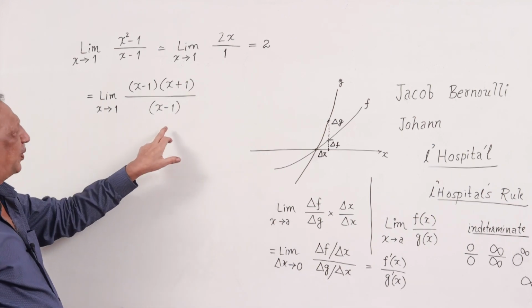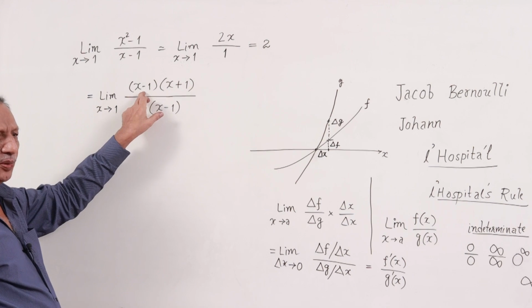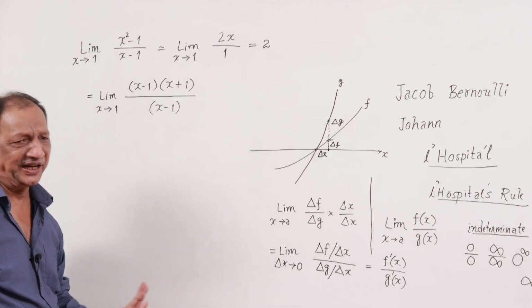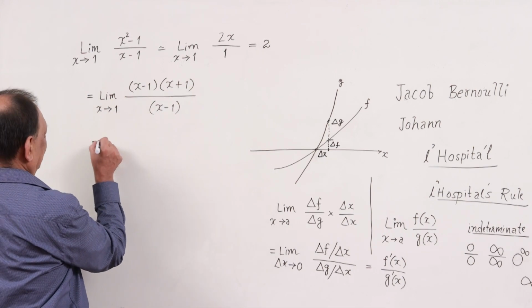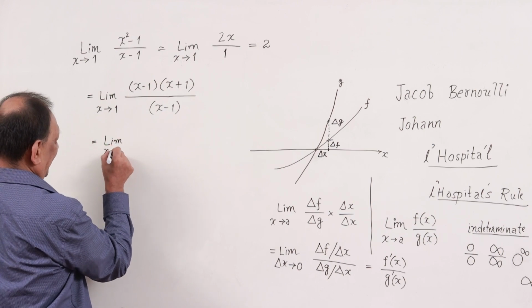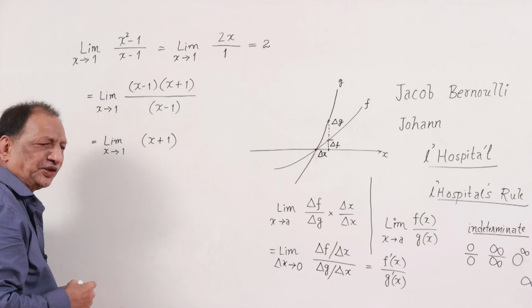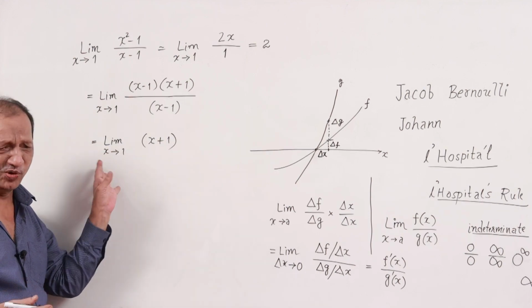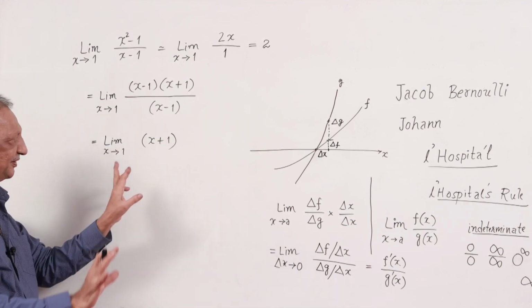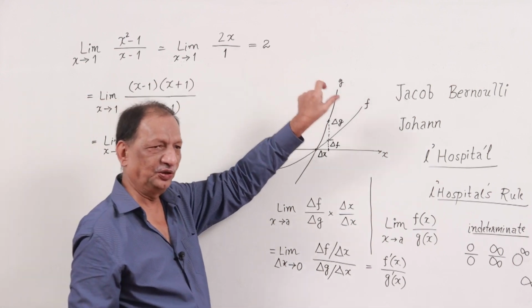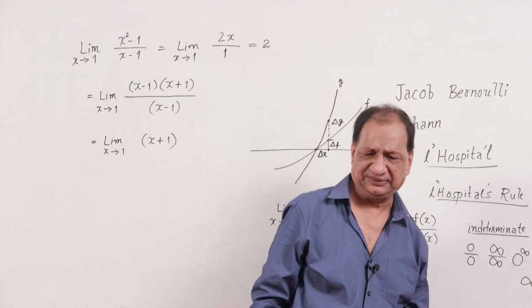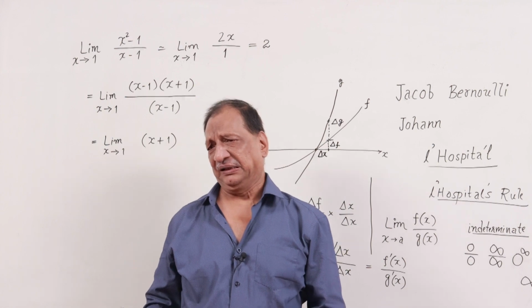x minus 1 is a small quantity, the same small quantity is above, we can cancel that, no problem, they are not 0, and that will become limit x tends to 1 of x plus 1. Now I can substitute x equal to 1 because I don't need to worry about the limit, and the value will be 2 as before. So that is one simple theorem.